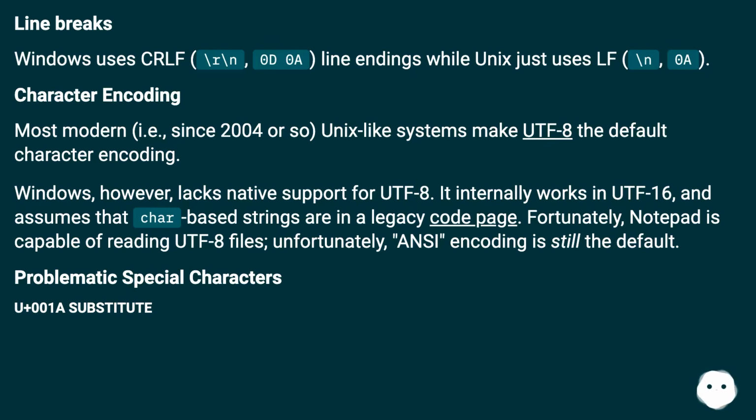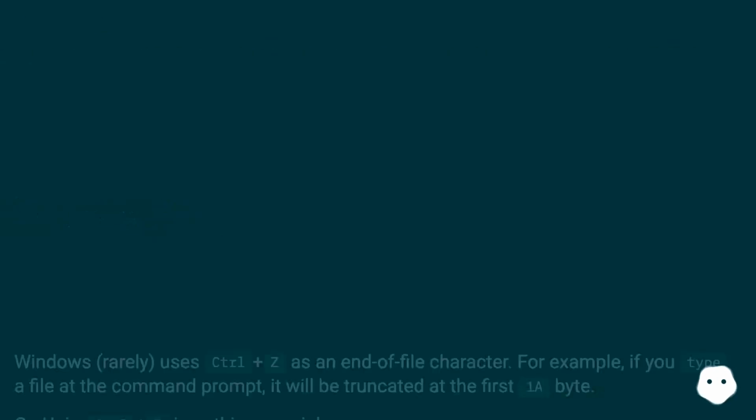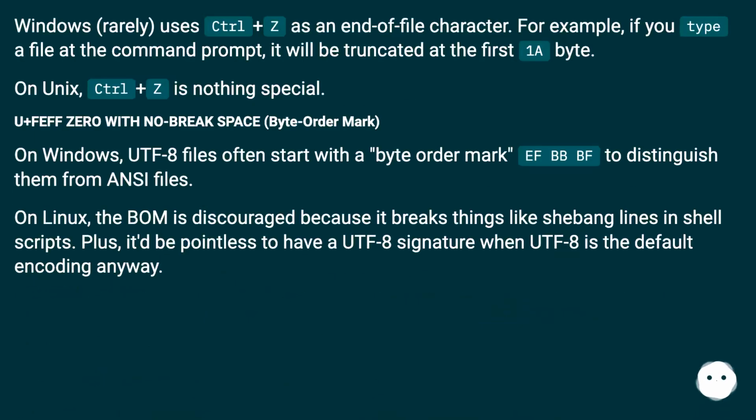Problematic special characters. U+001A, substitute. Windows, rarely, uses Ctrl+Z as an end-of-file character. For example, if you type a file at the command prompt, it will be truncated at the first 1a byte. On Unix, Ctrl+Z is nothing special.